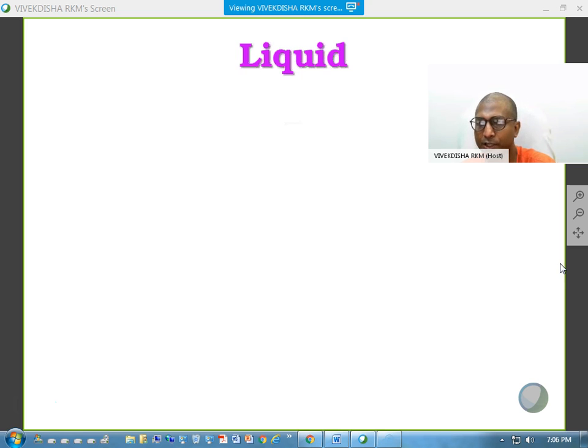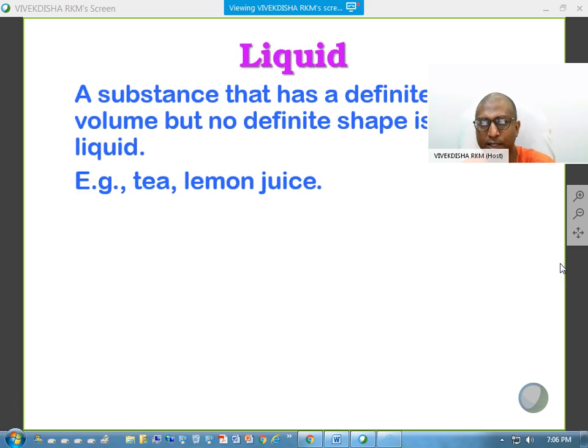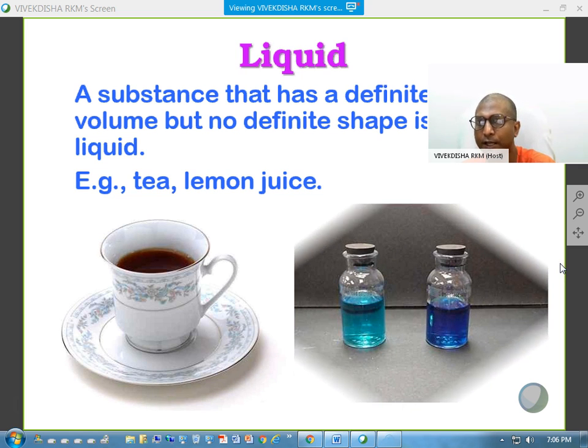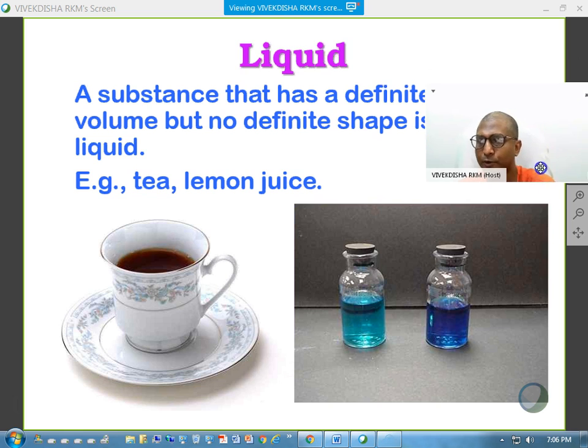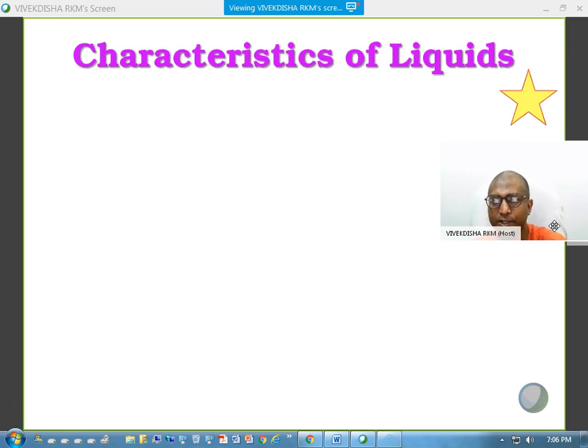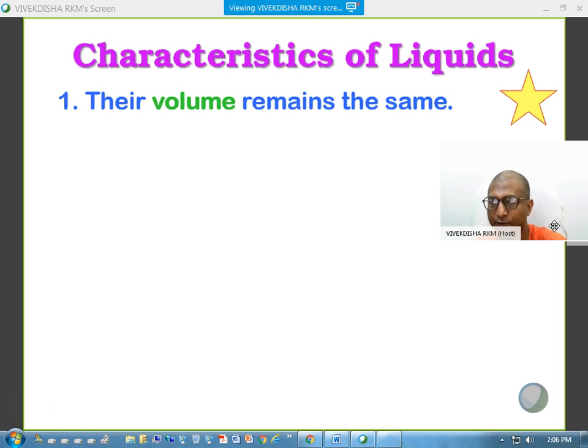Now about liquid. Last time we talked about some small things: a substance that has a definite volume but no definite shape is called liquid. This time we will go a little deeper into the characteristics of liquid. Their volume remains the same. We know that a definite volume is there, but a definite shape is not there.